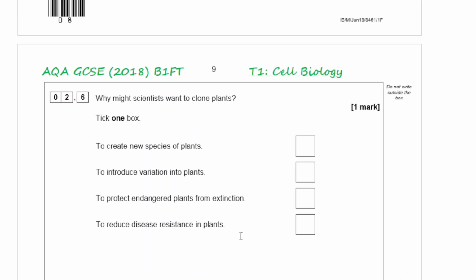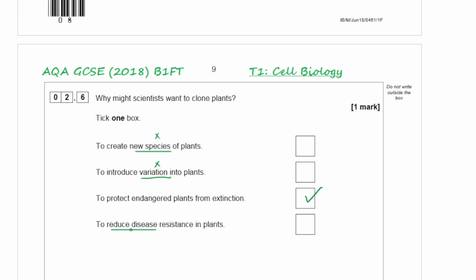Why might scientists want to clone plants? To create new species? You can't do that by cloning. To introduce variation? No, you can't introduce variation. To protect endangered plants from extinction, yes, that I would agree. Because if, let's say, you've got the very last plant, then you'd want to clone it so that you have at least more than one, so you can grow them and slowly start making a bigger number of plants. To reduce the disease resistance of plants? Cloning doesn't actually reduce the disease resistance.